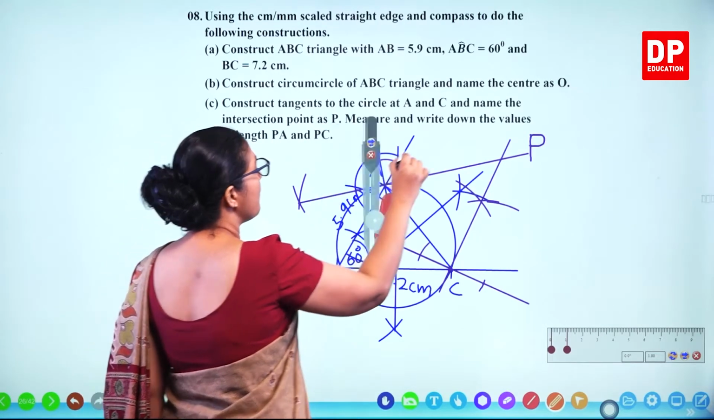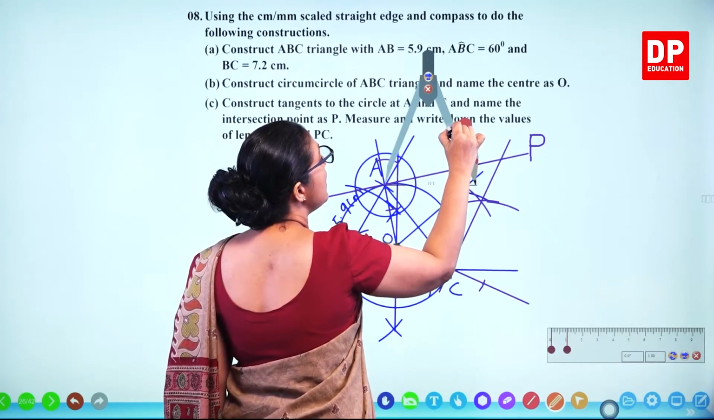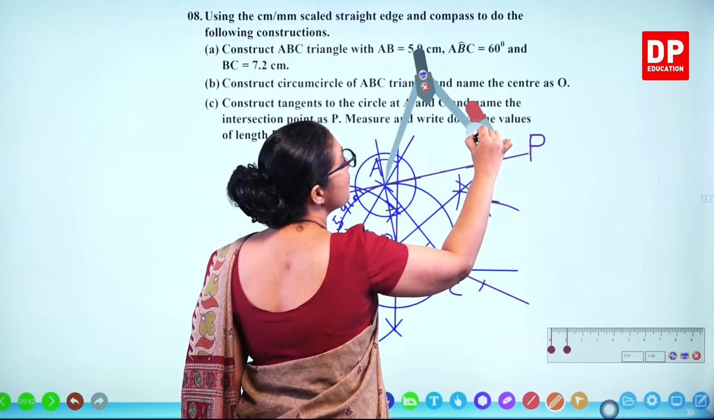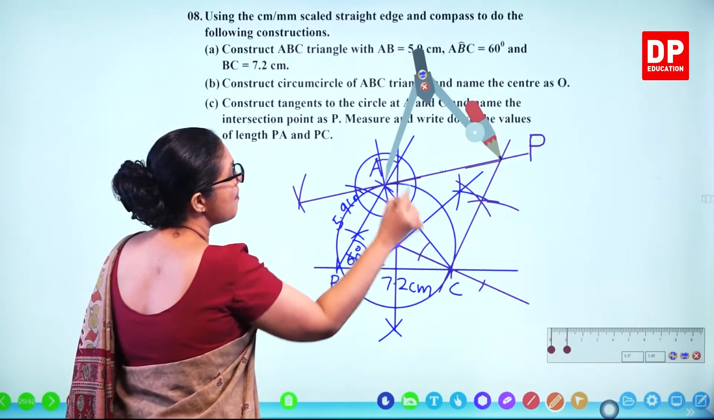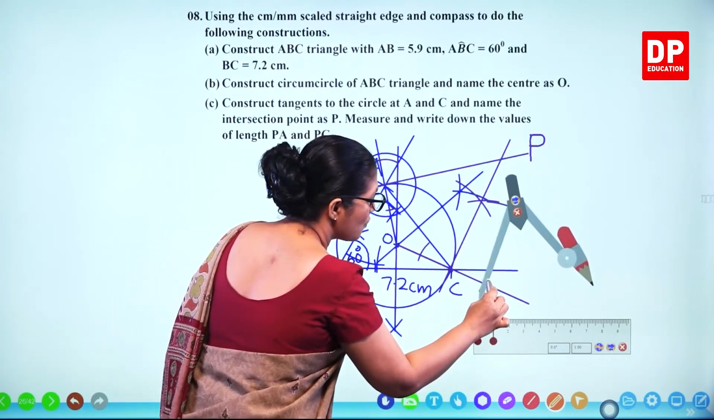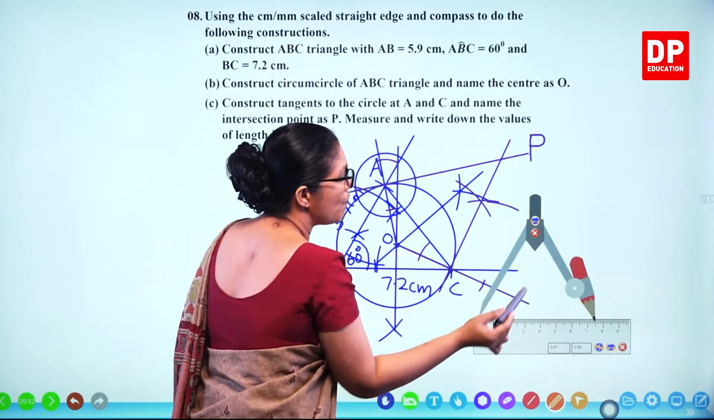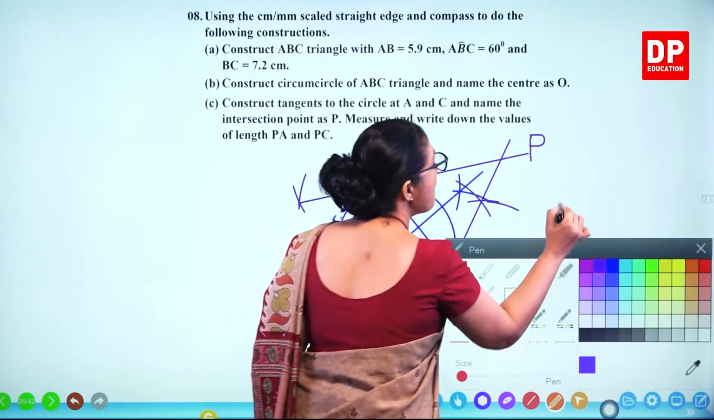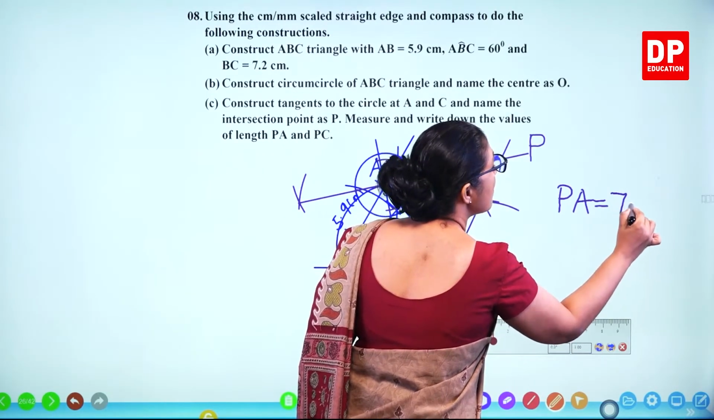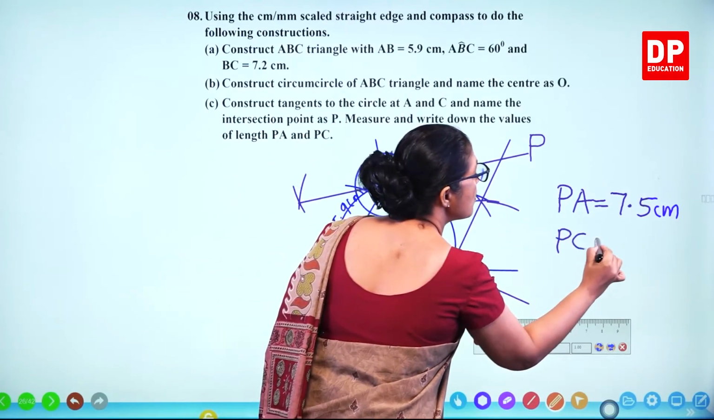So we'll take the compass and measure. That's the last step. Here to here, we know that the lengths are equal. So you get the same length here. This length is the same as this length. So we need to only measure one length. So what's the length? 7.5. So we can write PA equals 7.5 centimeters, as well as PC also 7.5.